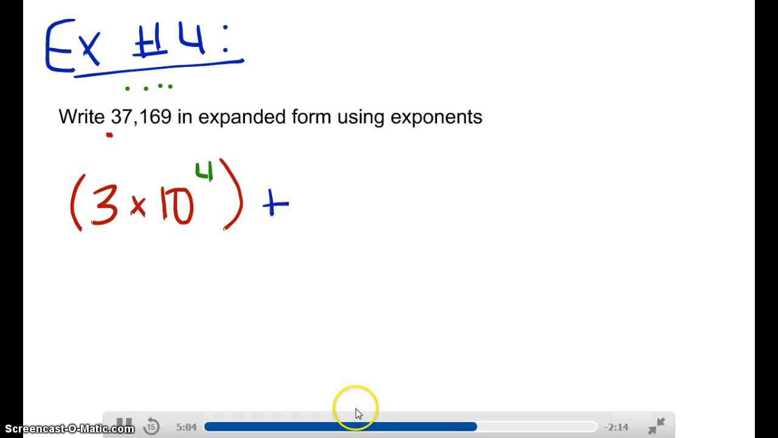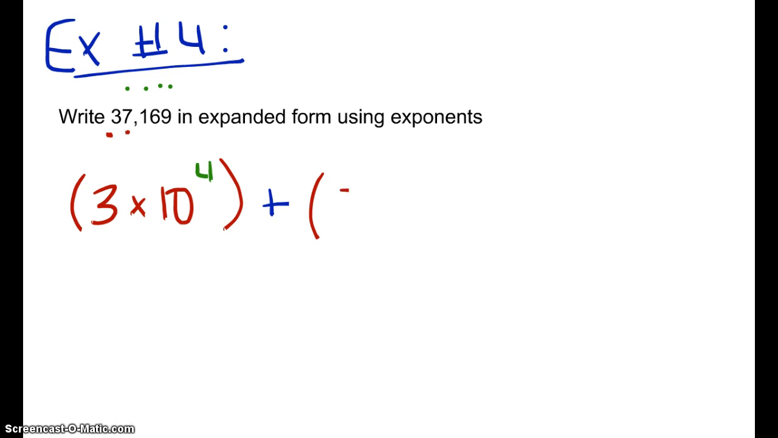So I do another parentheses. So now I'm at the 7 here. Remember, we're multiplying by powers of 10. How many numbers are after the 7? There's 1, 2, 3. Remember, 7 is in the thousands place, 3 after the 1,000, so that becomes to the 3rd power.